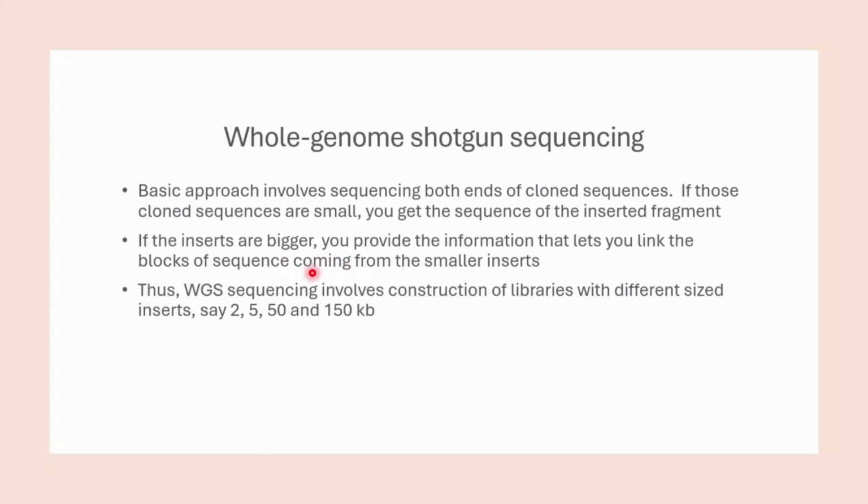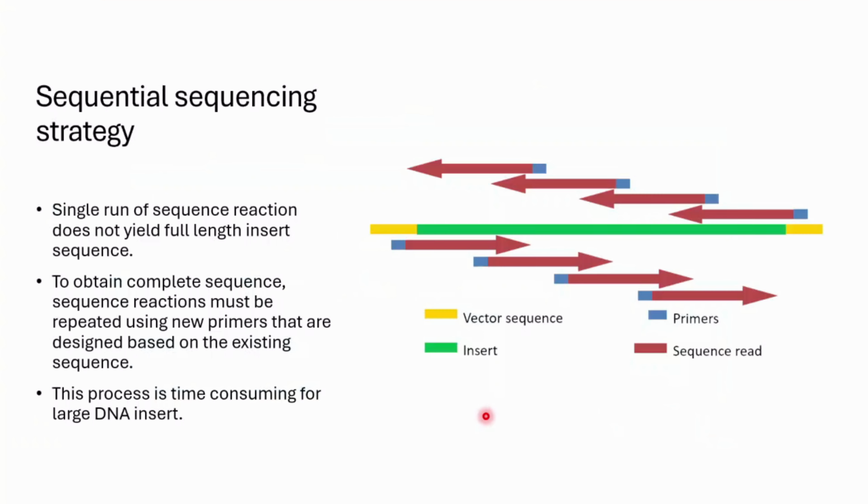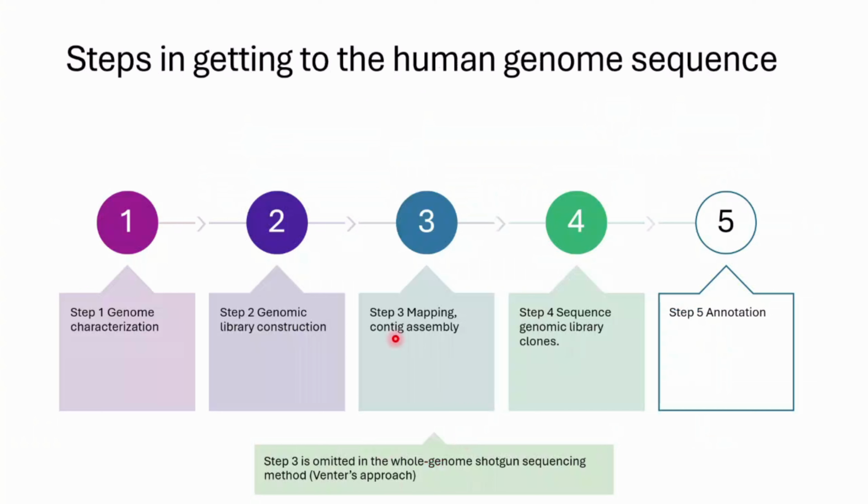Coming from smaller inserts, right? And I'm talking about contigs in two different ways, okay? So this is important to make sense of it. When I say that this step here is omitted, I'm talking about the contigs that are used for mapping the pieces, not the sequence contigs. So these are two different things, okay?